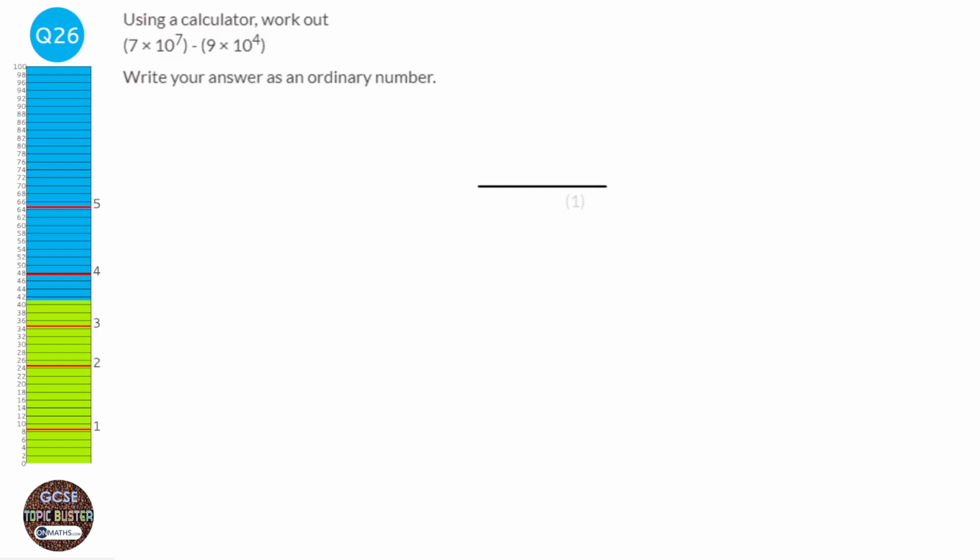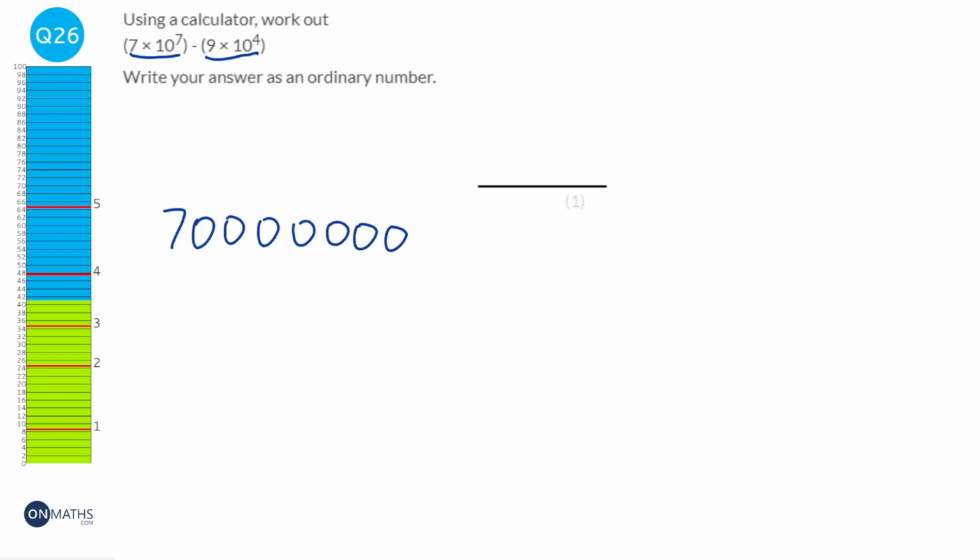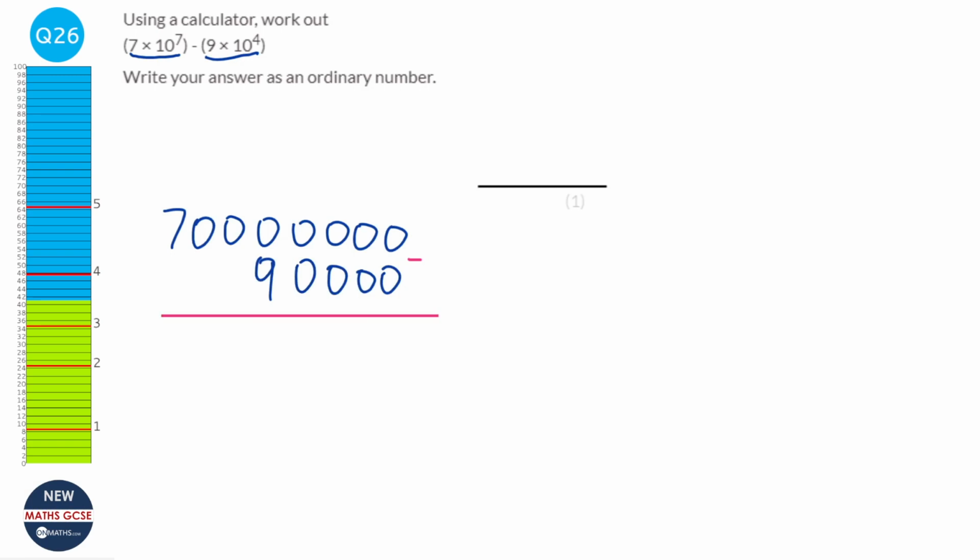So the only way of answering this question is to work out what these are as ordinary numbers. And so 7 times 10 to the power of 7 would be 7, then 1, 2, 3, 4, 5, 6, 7 zeros. And 9 times 10 to the power of 4 would be 90,000. So that would be 9, 0, 0, 0, 0. And so we're just subtracting them like that. And so we'll get 6, 9, 9, 1, 0, 0, 0, 0.